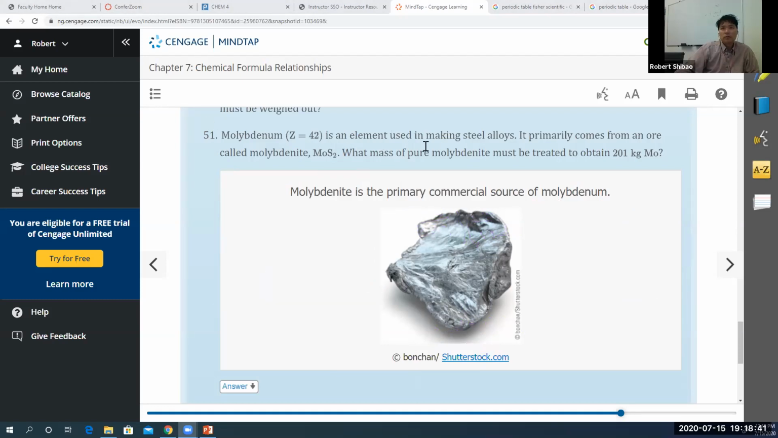Molybdenum is an element used in making steel alloys. It primarily comes from an ore called molybdenite. Molybdenite, some things are kind of tricky. MoS2, how would you name that? Sometimes things become tricky. And so, what mass of pure molybdenite must be treated to obtain 201 kilograms of molybdenum?